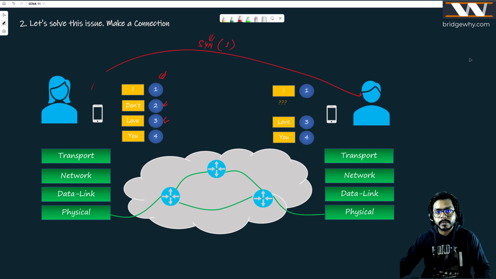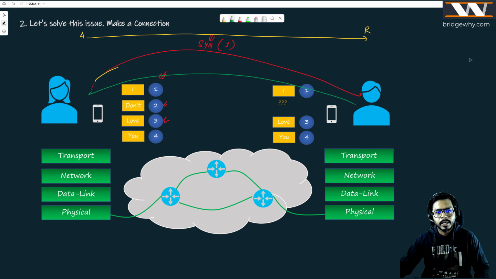And here is the problem. The problem is people always understand this as a one-way communication between Anjali and Rahul. No, there is a two-way communication, because whatever I have written here, Rahul can also send messages towards Anjali, right? From here to here. So what Rahul is going to do: okay, Anjali, I acknowledge that you have sent me the packet number one. And I will be starting from packet number one too, because Rahul can also send messages, right?